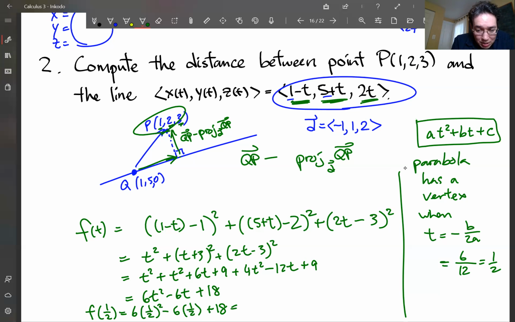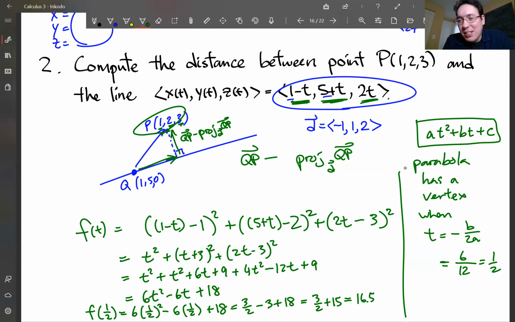Okay. So let's see, I have 6 times 1/4, so 3/2, minus 6 times 1/2. So that's just negative 3 plus 18. Okay. So that's 3/2 plus 15, or that's 16.5. Okay. All right. That's not quite the answer.